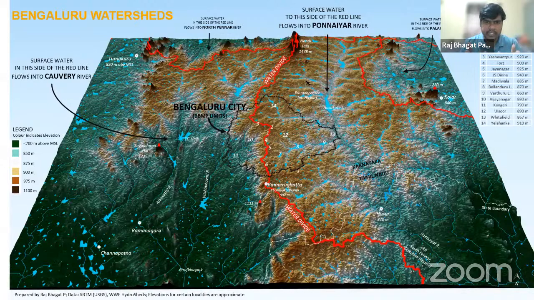Now, to understand these water bodies in Bangalore, the topography really matters. The topography is what we have forgotten about the city. Bangalore is actually sitting on the top of a ridge.